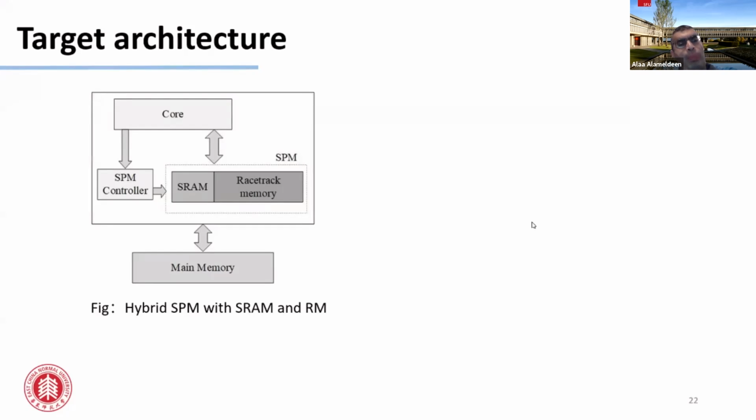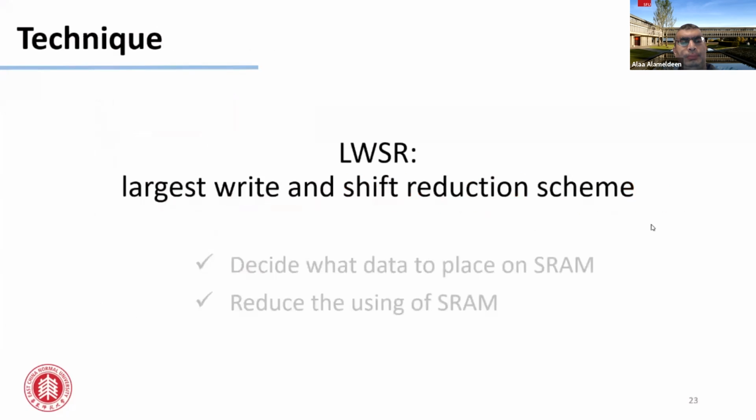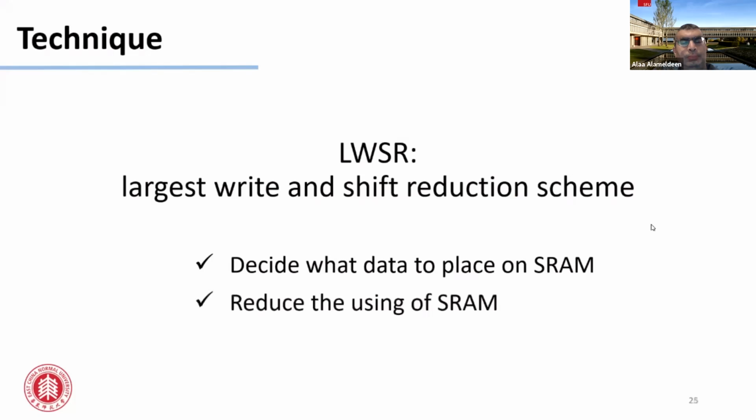For the proposed hybrid SPM with SRAM and RM, to take better advantage of SRAM and RM, the technical challenges are as follows. Which data needs to be placed in SRAM? How much data needs to be placed in SRAM? Thus, we propose the largest write and shift reduction scheme. It decides what data to place on SRAM. To further increase the capacity of SPM, it reduces the use of SRAM.